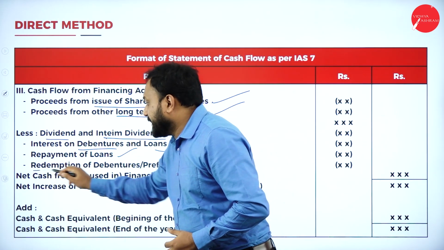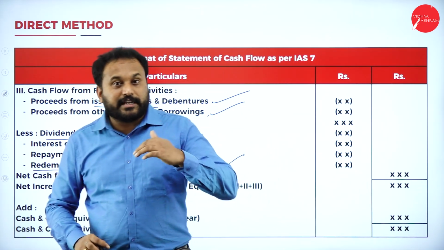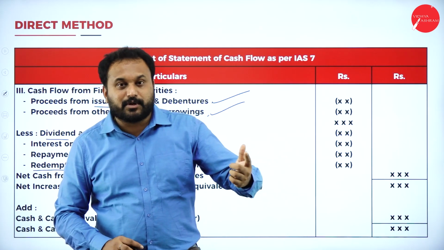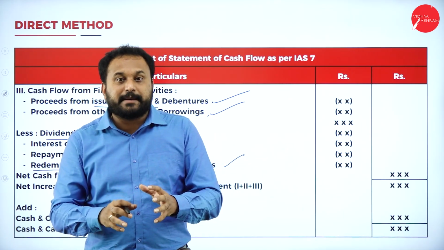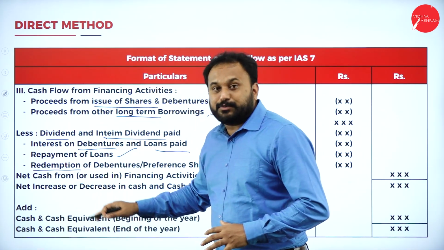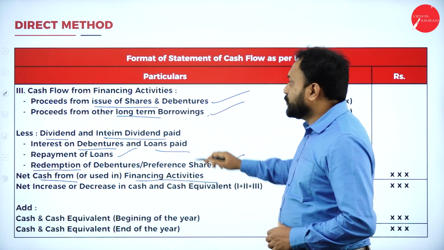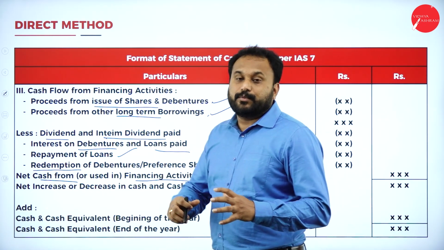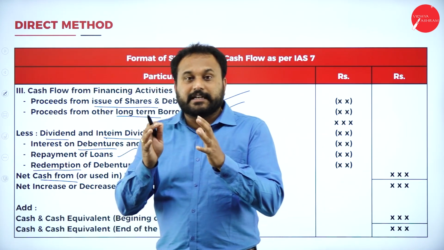Whenever we go for any redemption, from our pocket it goes. When we actually issue shares or debentures, we actually get money. But when it comes to redemption, we actually need to pay the amount. Now after all these, what do we get? Net cash from financing activity. So we have seen what the financial activities will be. Now we add and subtract, then we get the net.